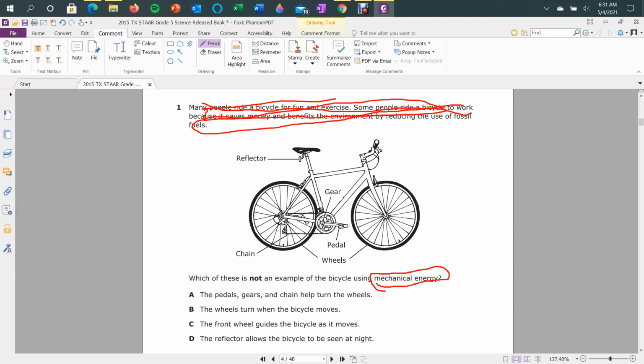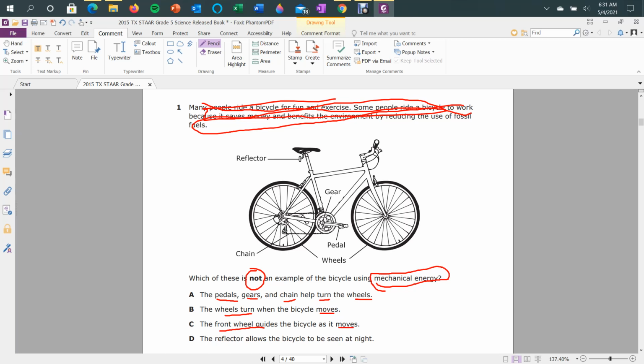The pedals. Do the pedals move? Yeah, when we move them, it does. Gears, yep, they move. The chain moves to turn, which is a movement. Then the wheels move. The wheels turn, that's true, when the bicycle moves. Okay, so which is not, oh yeah. Okay, so the front wheels, they move. Right, guys, bicycle as it moves, true.